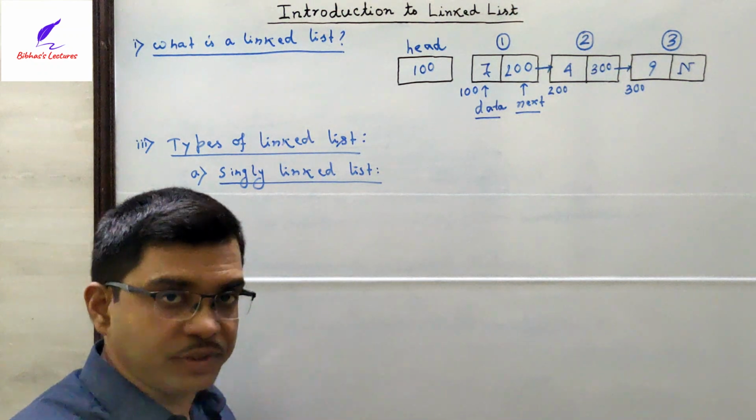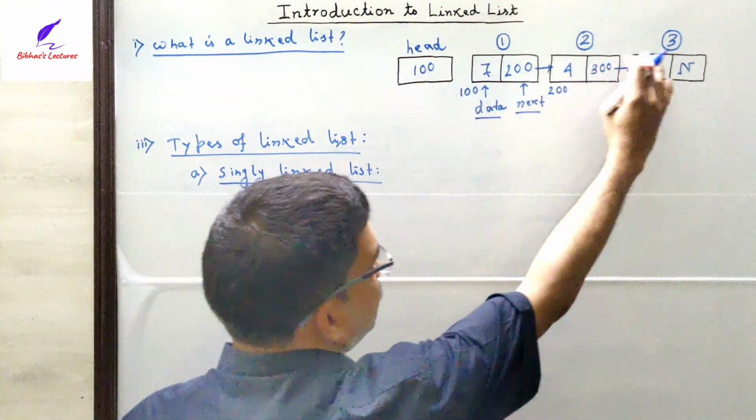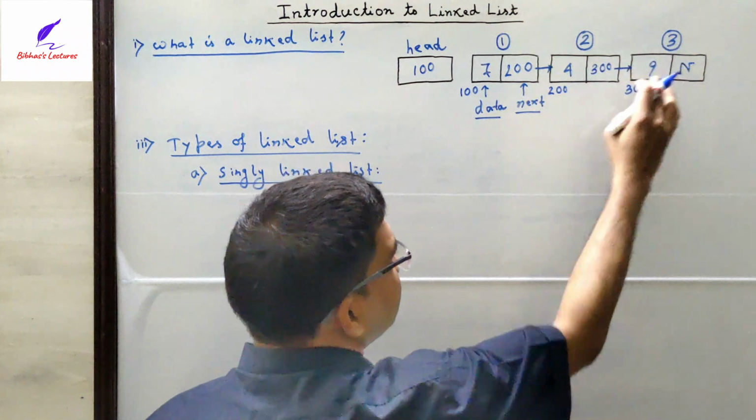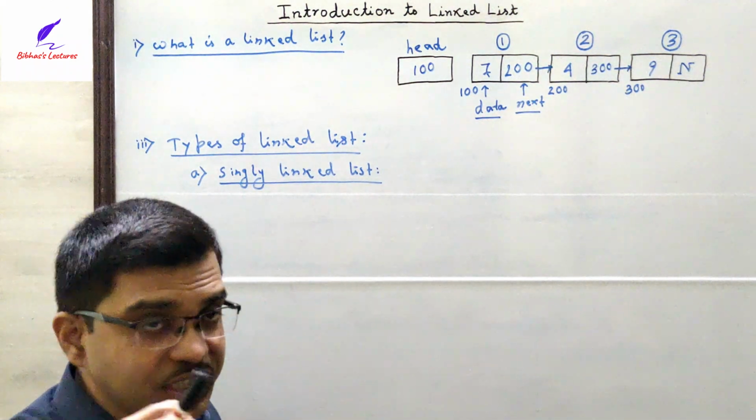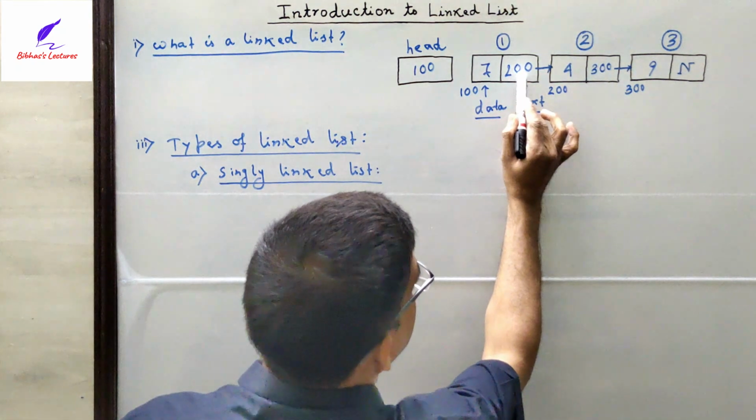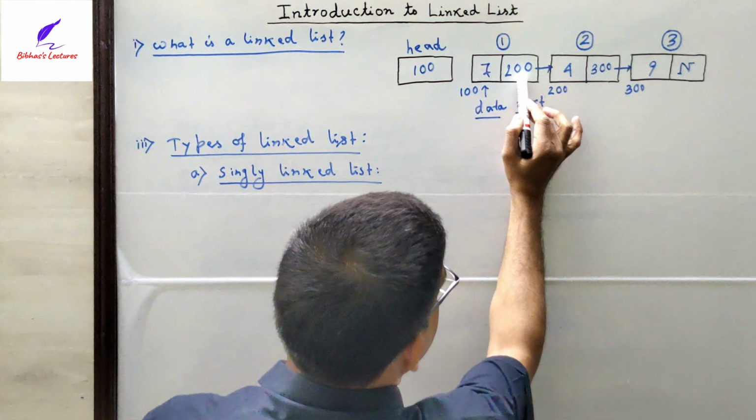So first we will draw the figure. Actually, the figure we have already drawn. So this is an example of a singly linked list. Now in a singly linked list, why is the name singly? Because each and every node will contain a single pointer. You check, this is the data part and this is the pointer part.